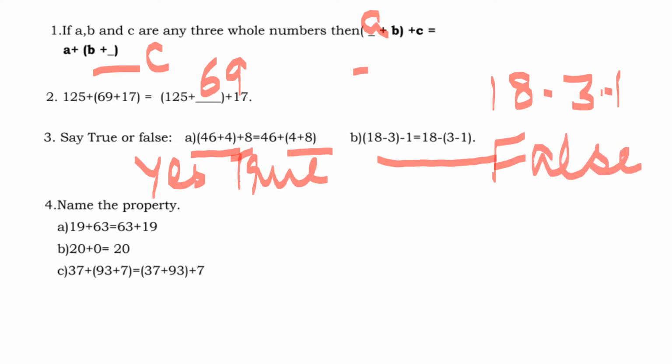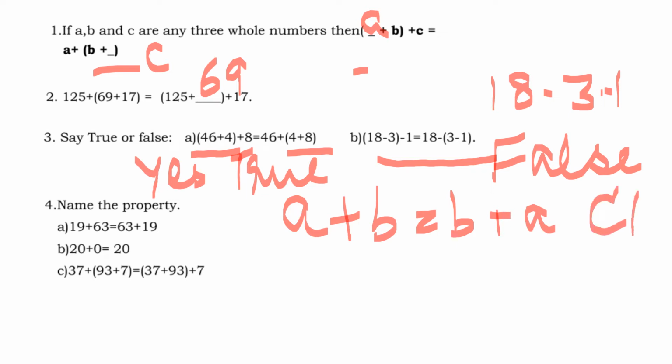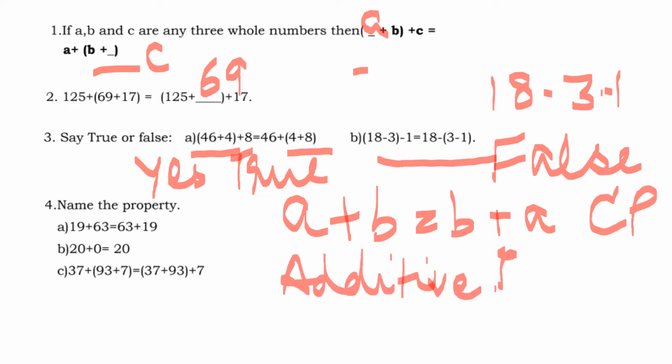In the fourth question, it says name the property. First one is 19 plus 63 is equal to 63 plus 19. It is just like A plus B equal to B plus A. And we know this property is called the commutative property or the order property. Second part says 20 plus 0 equal to 20. On adding 0 to any number, we get the number itself. This is called the additive identity property. Additive identity.